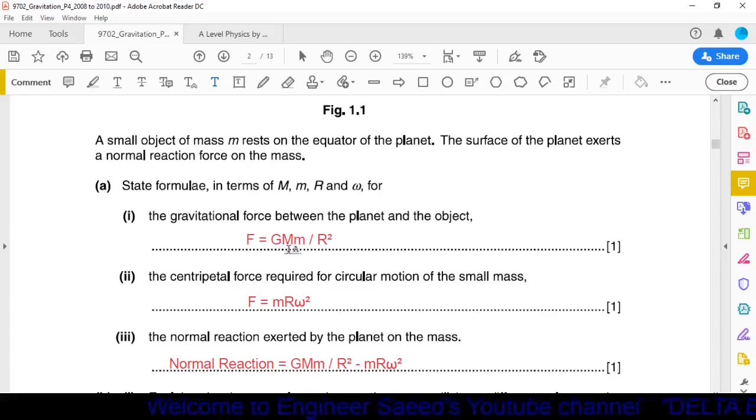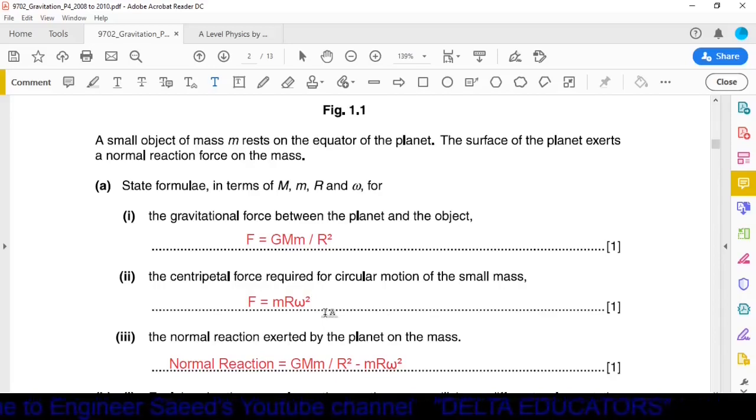This capital M is mass of the planet. This small m is mass of the object that is kept on the equator, and this capital R is the separation between the object that is kept on the equator and the planet. Since the object is kept on the surface of the planet, so we can say this R is equal to radius of the planet. Okay, next part 2, the centripetal force required for circular motion of small mass.